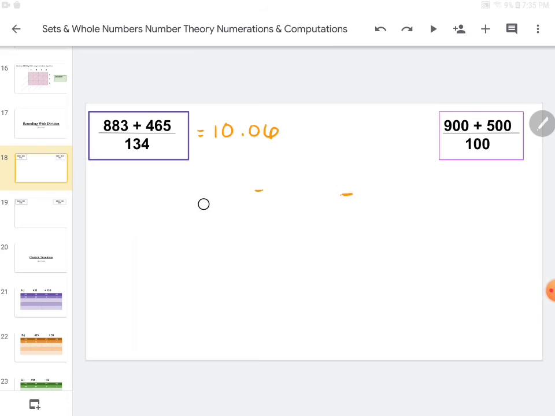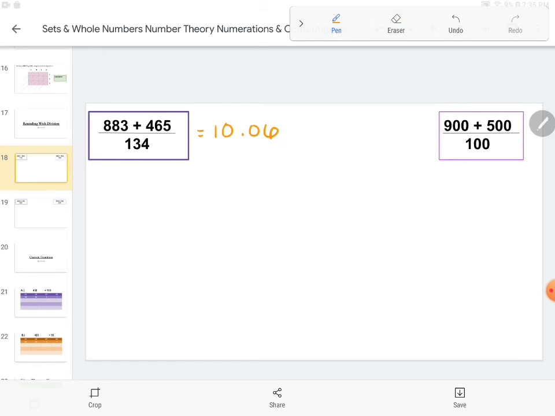Now we're going to go over our rounded problem. And I'm just going to do a quick run through. The easiest way to make your rounded problem is to round to the nearest leftmost digit.